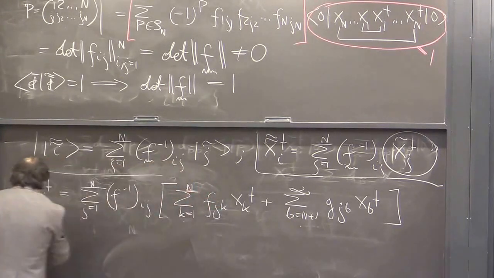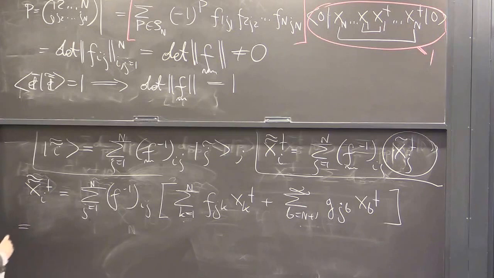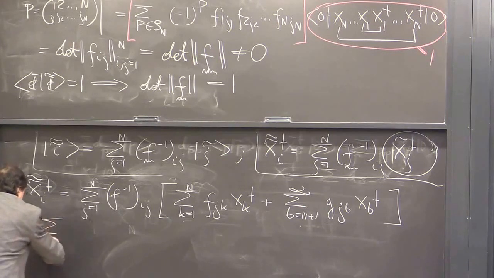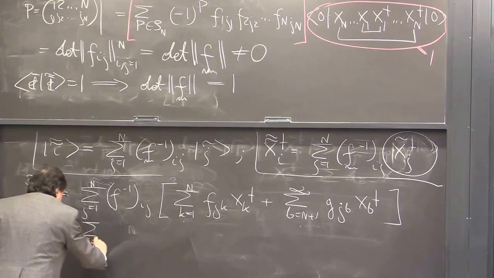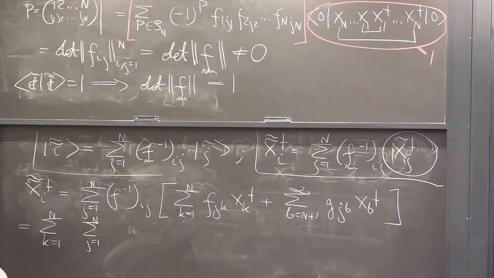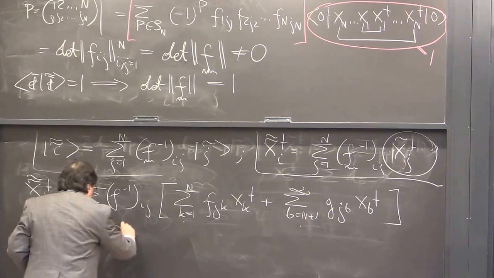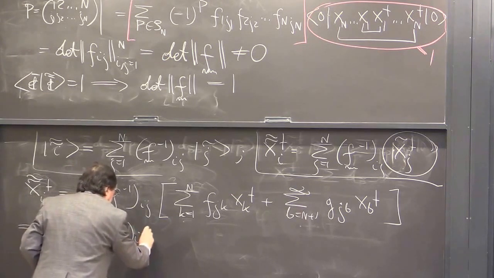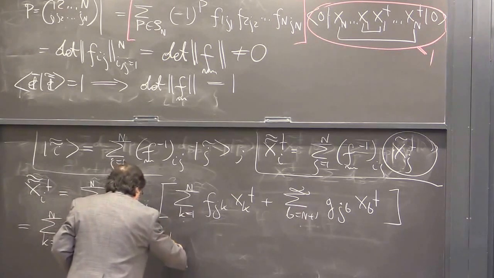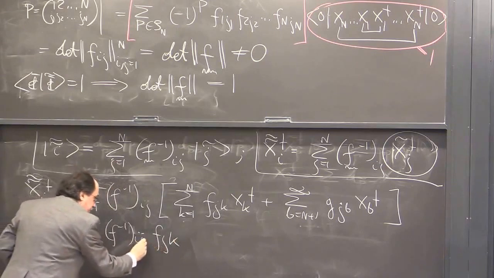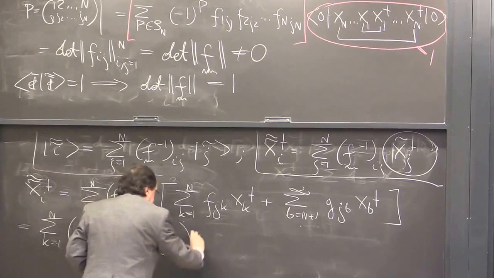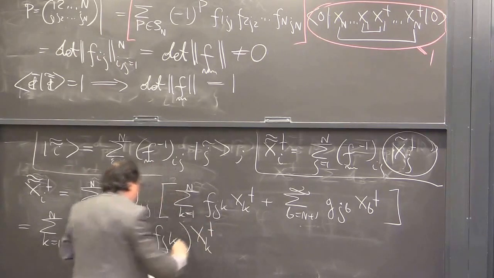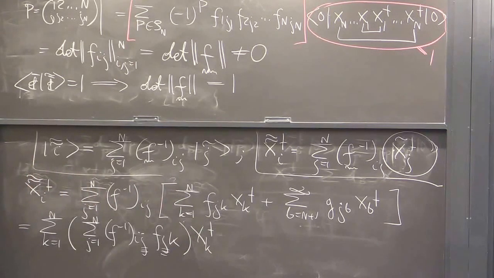Okay? Well, let's do this. So we end up with the first summation. I'll write the summation over k first, and then I'll write the summation over j. And you will see in a moment why I want to have it in this order. Then I have f to the minus 1 i j times f j k. You sum this over j. And then you multiply the result by x k dagger, and you sum over k.